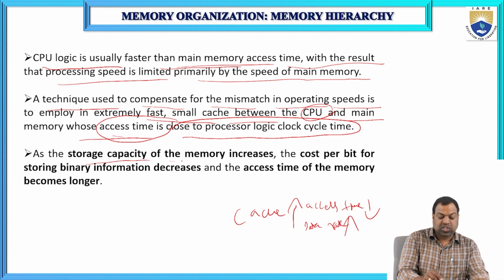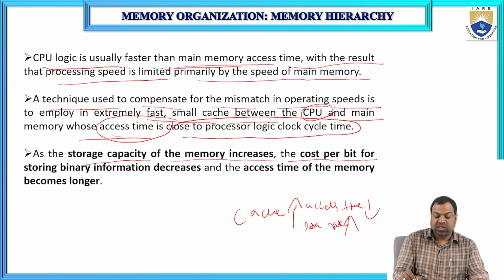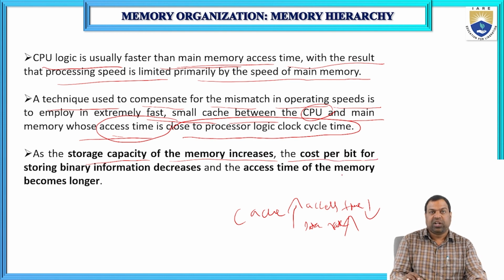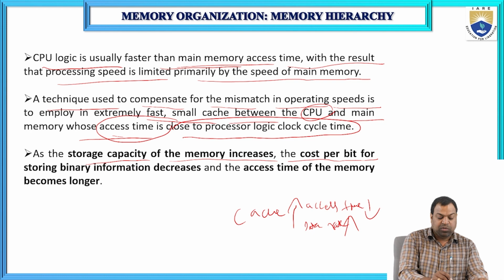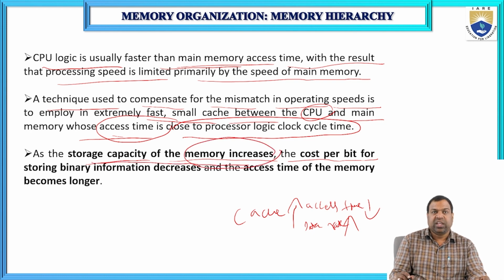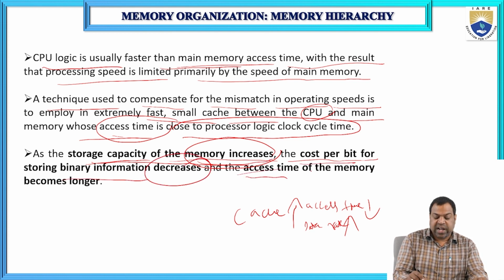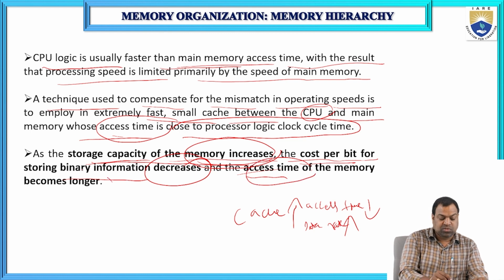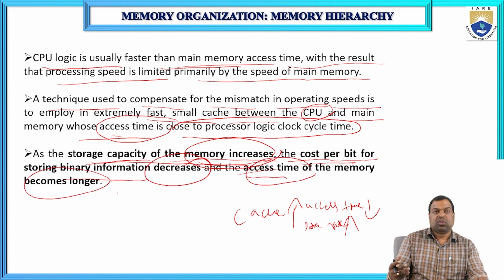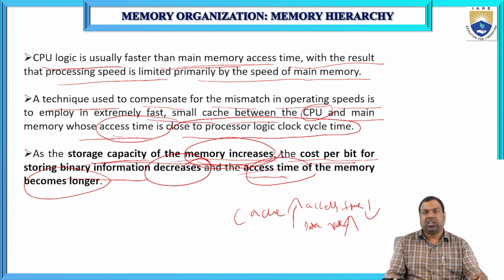So when the storage capacity of the memory increases, the cost per bit for storing binary information decreases. When I'm increasing the main memory, the cost also increases. But with memory increasing, the cost per bit of storing the information decreases, and the access time of the memory becomes longer. That is the reason we are using cache memory to reduce the cost and reduce the time.